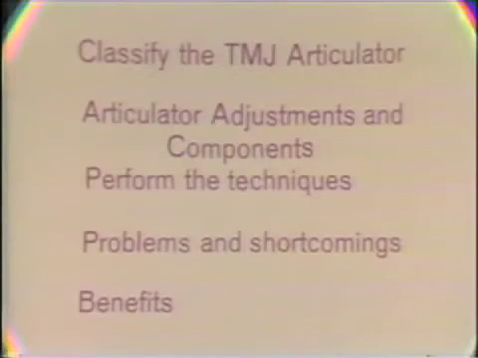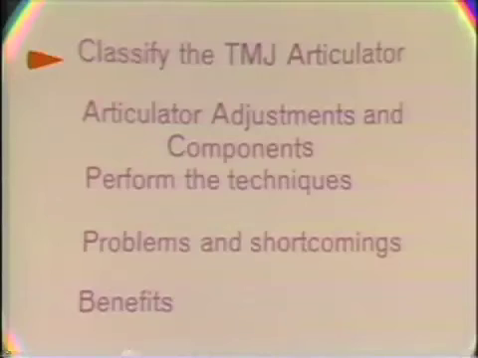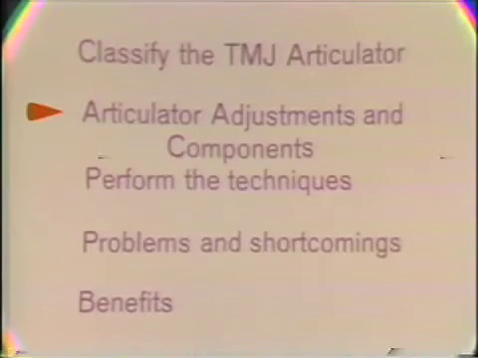This presentation is going to be on the temporomandibular joint, or the TMJ articulator, and the associated TMJ system that goes along with it. The objectives of this tape are: after the viewer sees this tape, he should be able to classify the TMJ articulator in relation to other adjustable articulators. He should be able to describe the articulator adjustments and the components of the TMJ system. He should be able to perform the techniques described in the sequence. He should be able to state the potential problems and shortcomings of the TMJ system and be able to list the benefits of the TMJ system.